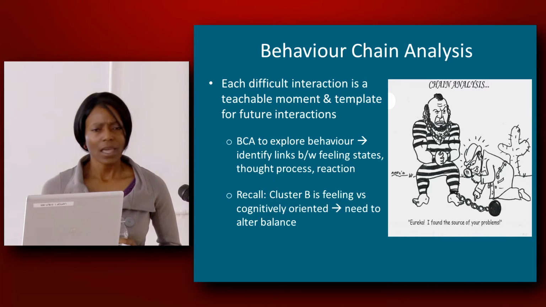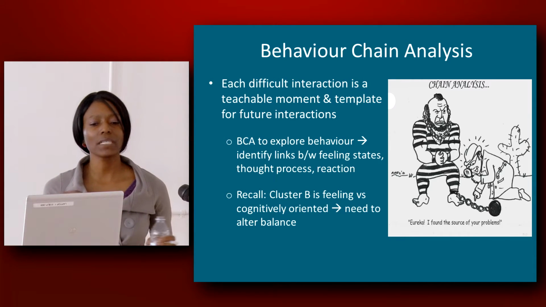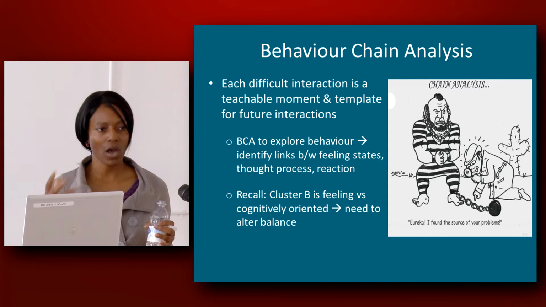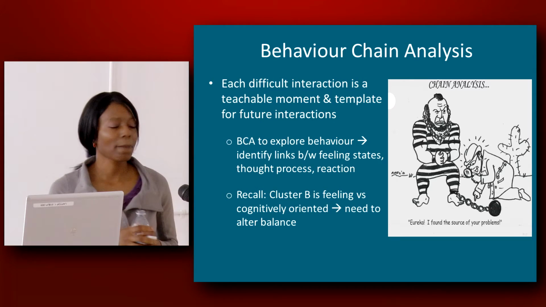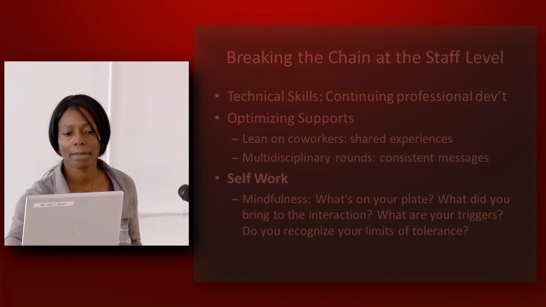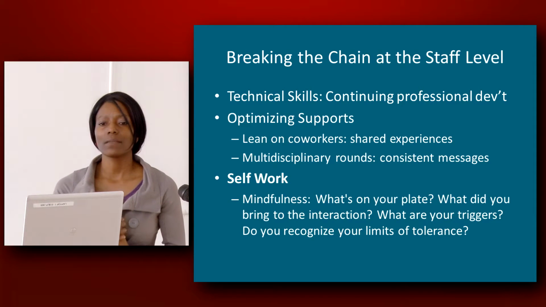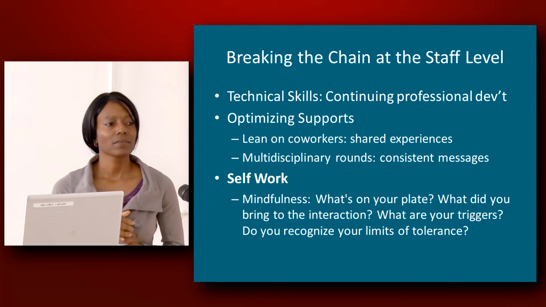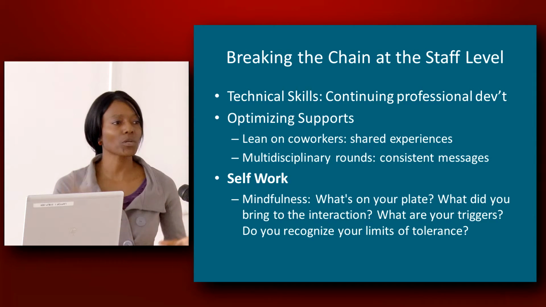So the main thing to remember is that in the high energy cluster, they're very, very feeling oriented versus cognitively oriented. So we need to help them shift the balance, right? So how do we break the chain at the staff level? Any suggestions or thoughts, like things you've used in the past when you've tried to explore this link with patients?